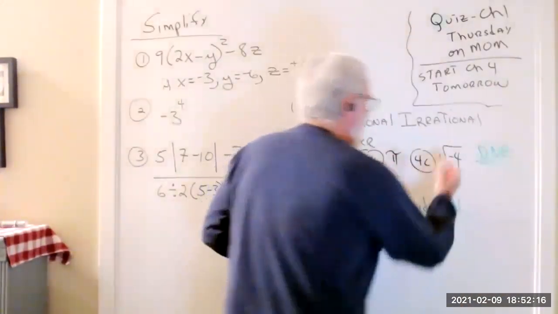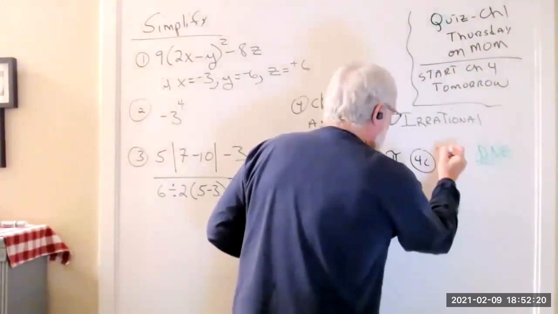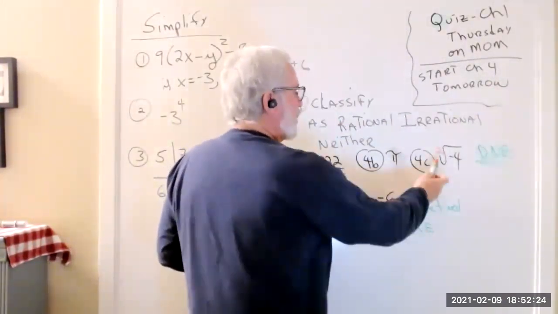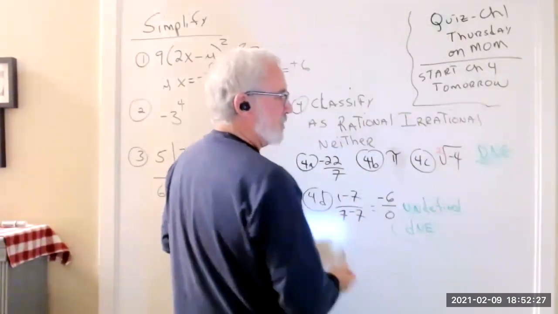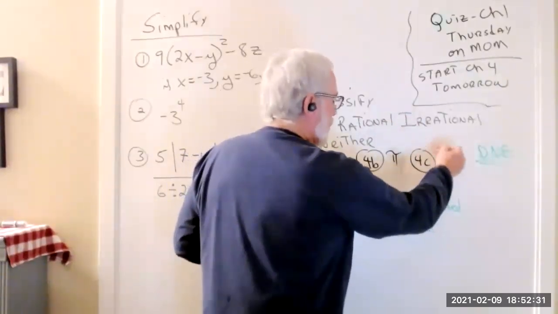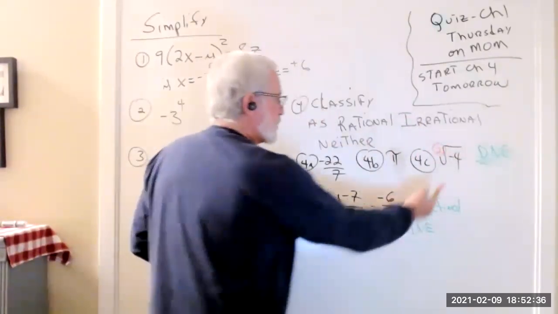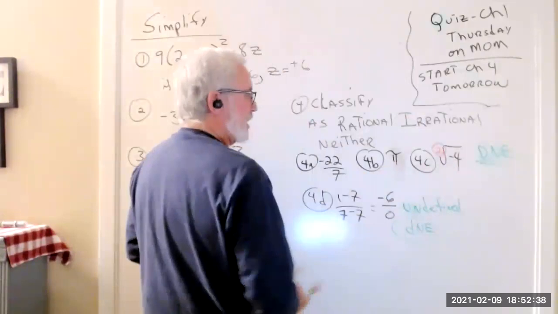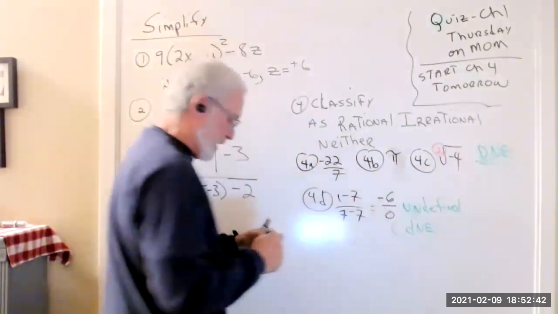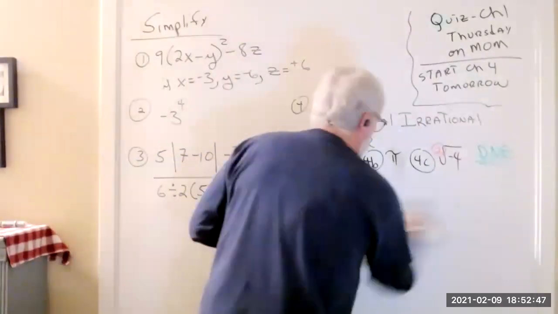This is a square root. I don't know if you guys can see the red or not. I know you were yelling at me last week. You can take cube roots of negative numbers. You can take fifth roots of negative numbers, but you can't take square roots of negative numbers. So for this problem, this would also be a neither. It's not rational, it's not irrational, it's neither. Same thing with this one down here. Okay, coming back to here.